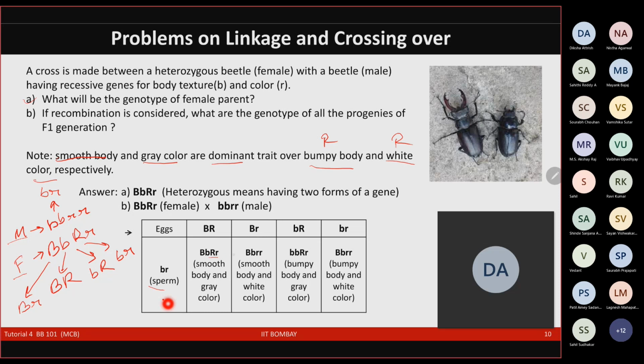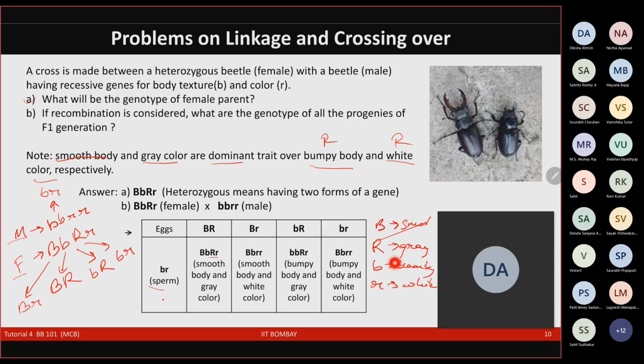And accordingly, you just figure out what the phenotype is going to be. Capital B means smooth body, and capital R means gray color. Small b means bumpy, and small r means white. So accordingly, you can put the phenotypes next to it.